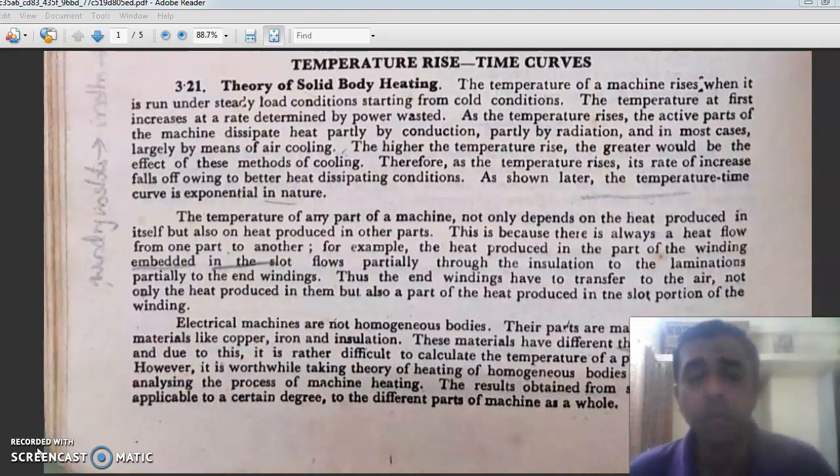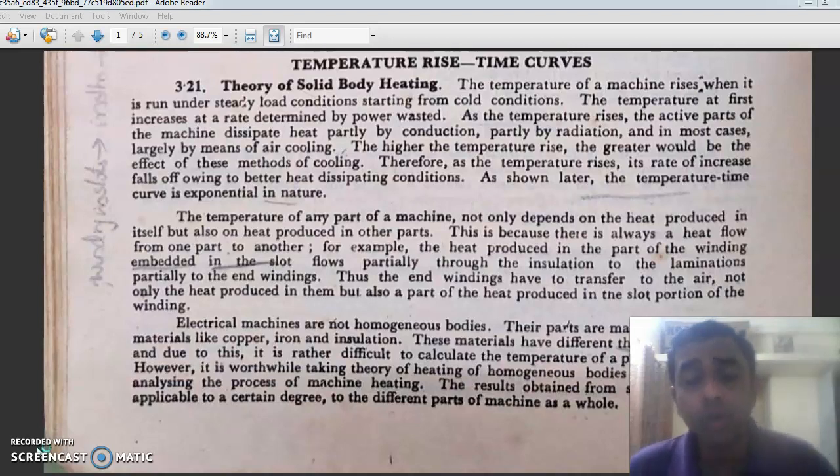And one more very important thing is that, when we see the heating and cooling curves, we may think that a machine is a homogeneous body. Homogeneous body in the sense every part of the machine is made of the same material, but that is not the case. We know that the core is made of iron, then we have the yoke, then we have insulation, then we have windings which are made of copper. So each and every part is made of different materials, and all these materials have different thermal resistivities. So you can never consider this as a homogeneous body, that is, heating of one region is different from the other region.